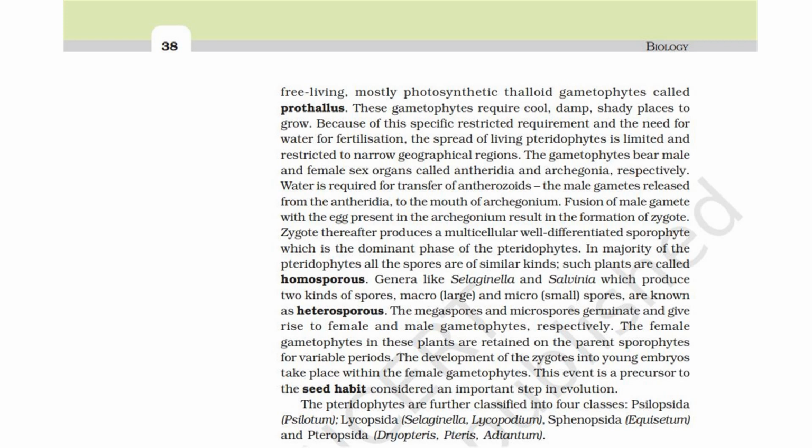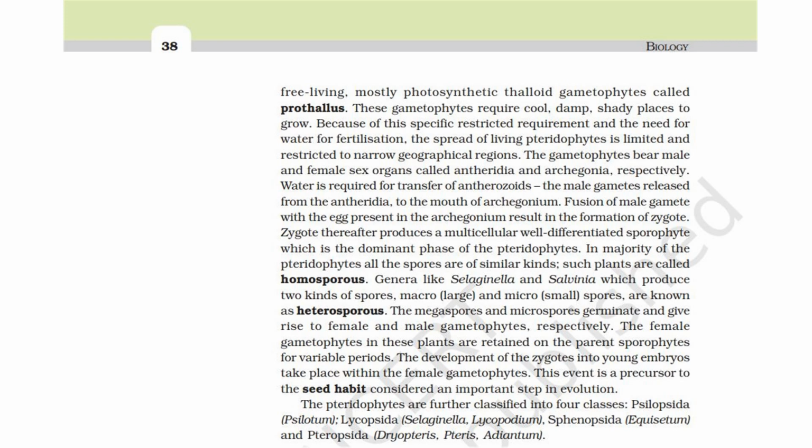Fusion of the male gamete with the egg present in the archegonium results in the formation of a zygote. The zygote thereafter produces a multicellular, well-differentiated sporophyte, which is the dominant phase of the pteridophytes. In the majority of the pteridophytes, all the spores are of similar kinds. Such plants are called homosporous.